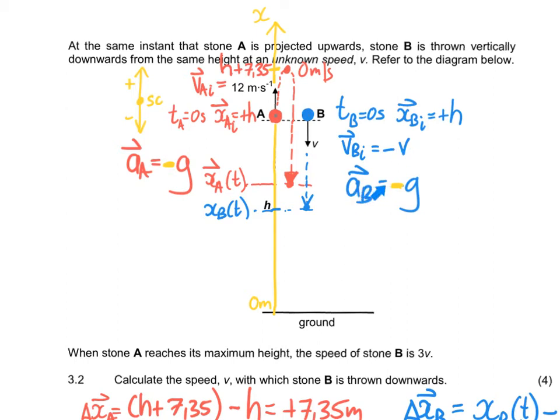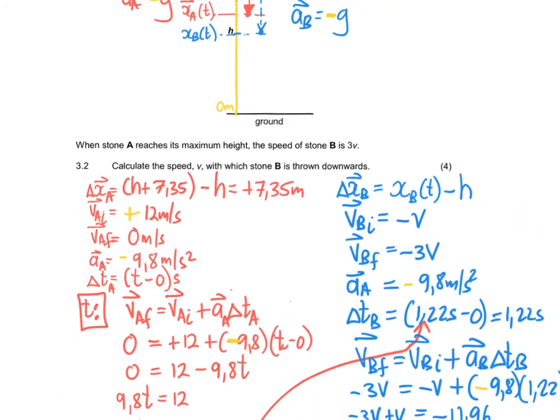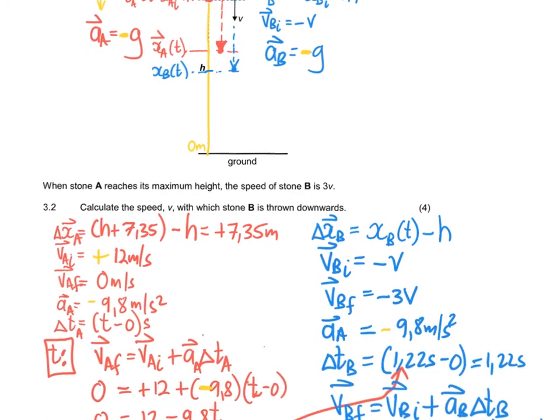A B is going to be the acceleration for stone B, which is also minus g because it's under the influence of gravity. What we are told is that when stone A reaches that point, B will have moved down and accelerated to 3 times its original speed. It now asks us, calculate the speed v at which stone B is thrown downwards. Now, don't panic. Let's take this one step at a time. So let's set up 2 data lists, as I have here.